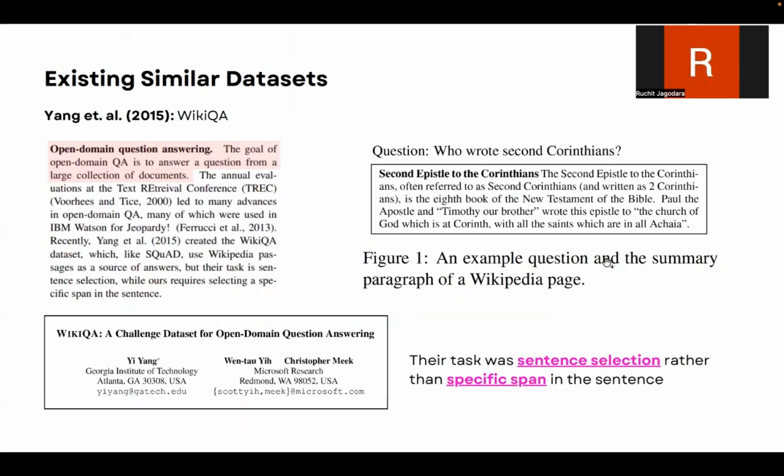Yeah, next. This is the WikiQA dataset, in which this dataset was open domain, so they provided multiple documents, and from those documents, for a particular question the model had to select a particular sentence, so a whole sentence, and not a particular span. Okay, yeah, next.